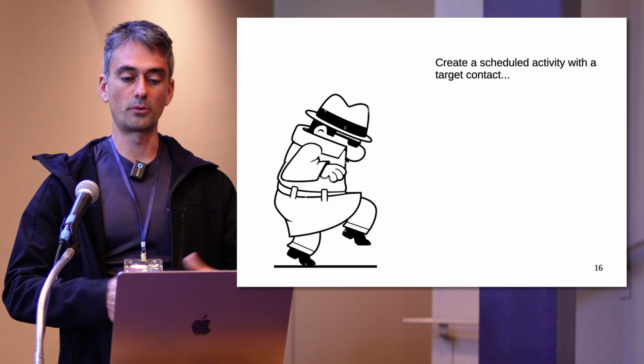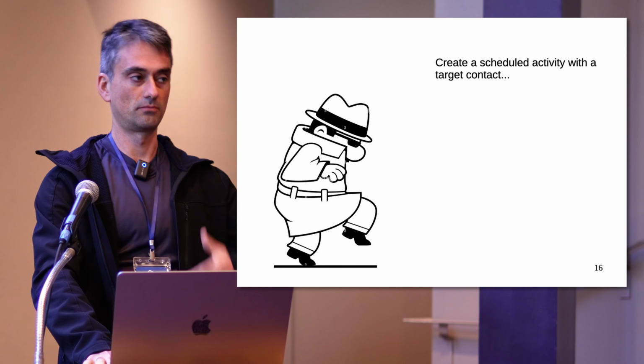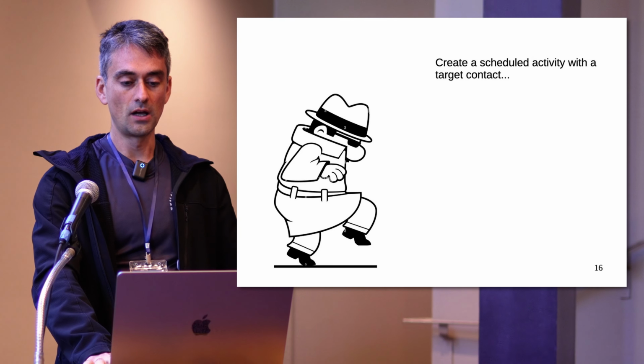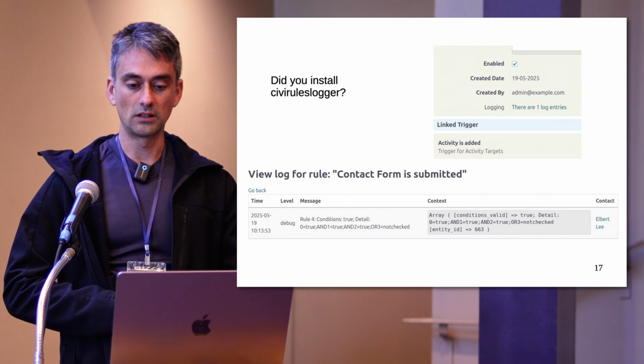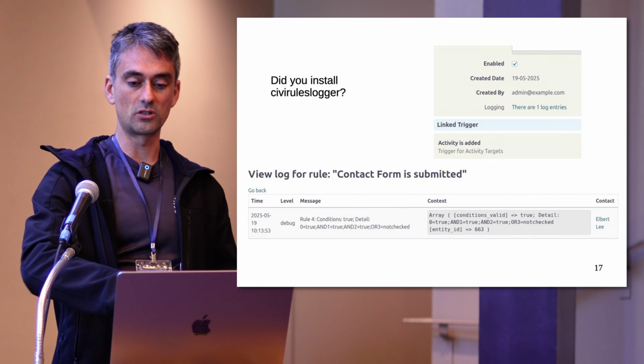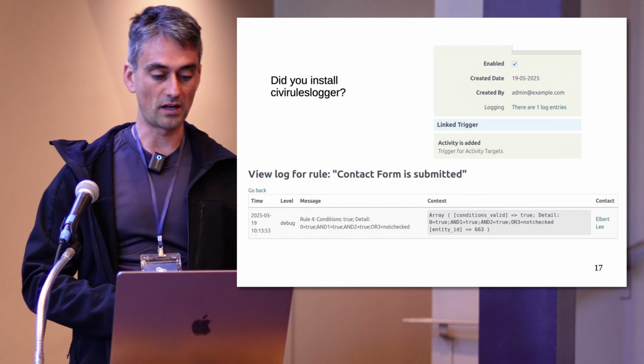Now we're going to run this. We're going to trigger this rule. So we create a scheduled activity with a target contact. That's what we've just asked the rule to trigger on. And there we go, we've run it. Did you install civirulesslogger? Well, if you did, you see a little bit more detail here. You see exactly how the conditions were evaluated.